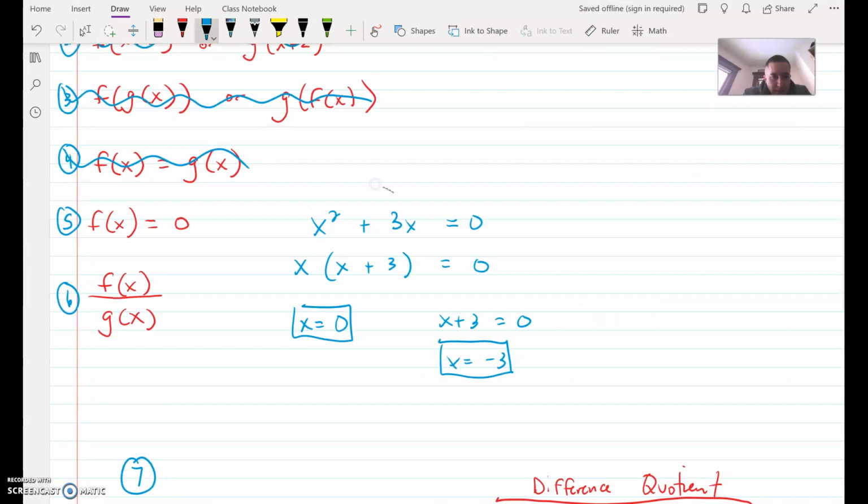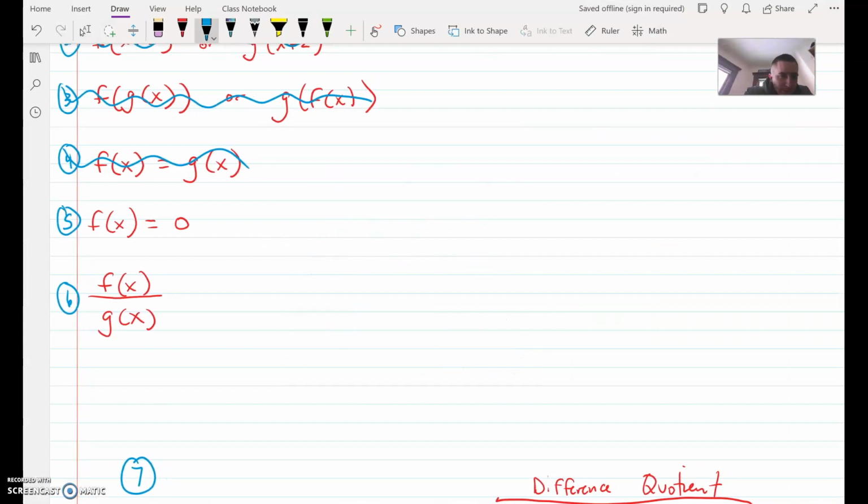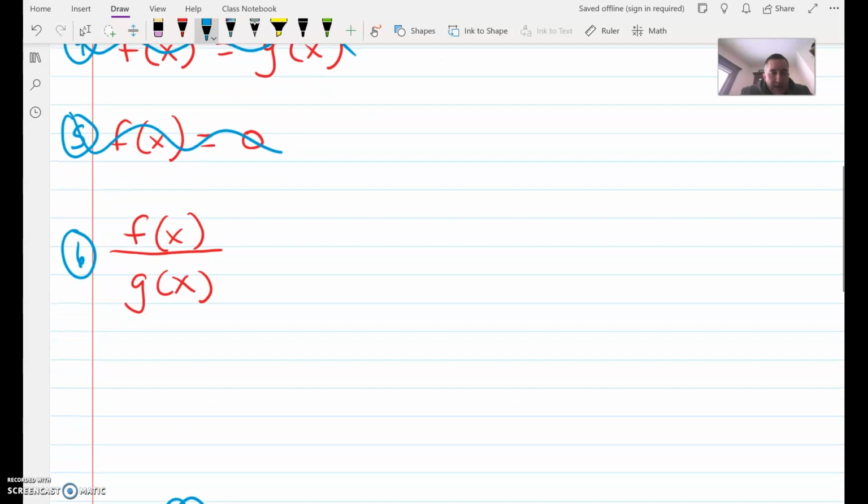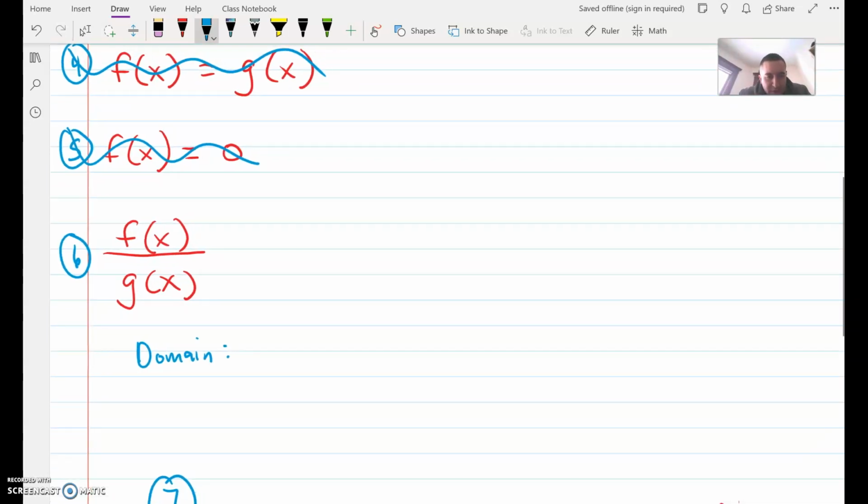Nice. Okay, second to last one, making our way down, is they might ask you to find like f divided by g, and then they'll ask you about the domain. So if you ever see this, you just set it up. X squared plus 3x, that's f of x. G of x was 5 minus x, I believe. So now I'm looking.